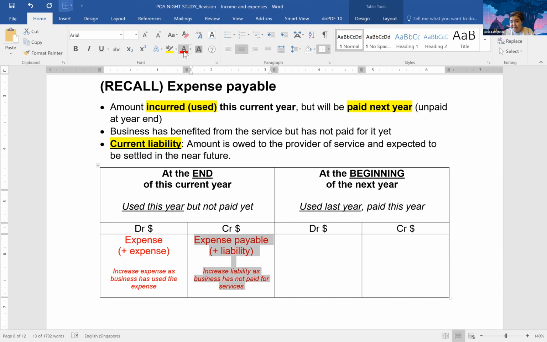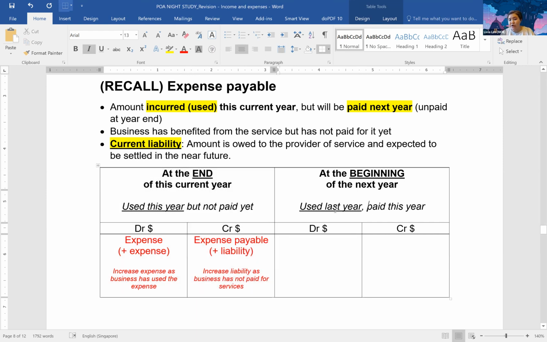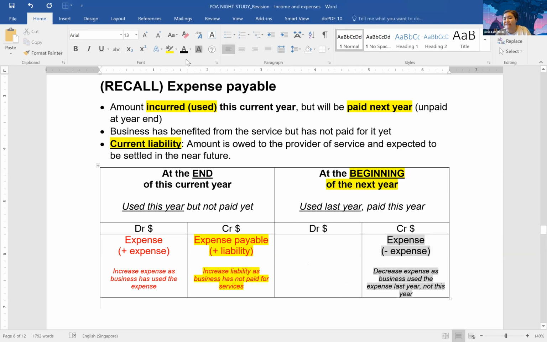All right. So the end of the current year is over. Then we go on to the next year, the beginning of next year. At the beginning of this year, if there was this expense payable of $100 or $50 from last year, you see this payable from last year. Oh, last year there was this amount that you need to pay. What would you do? You would actually pay for the amount.